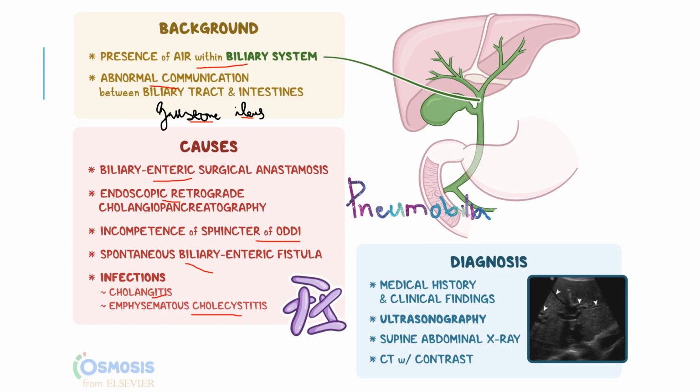Diagnosis is by medical history, clinical findings, and ultrasonography can show the pneumobilia. That is air inside the biliary tract. You can see here in the arrow marks, right? Air inside the biliary tract here. Supine abdominal X-ray or CT with contrast.